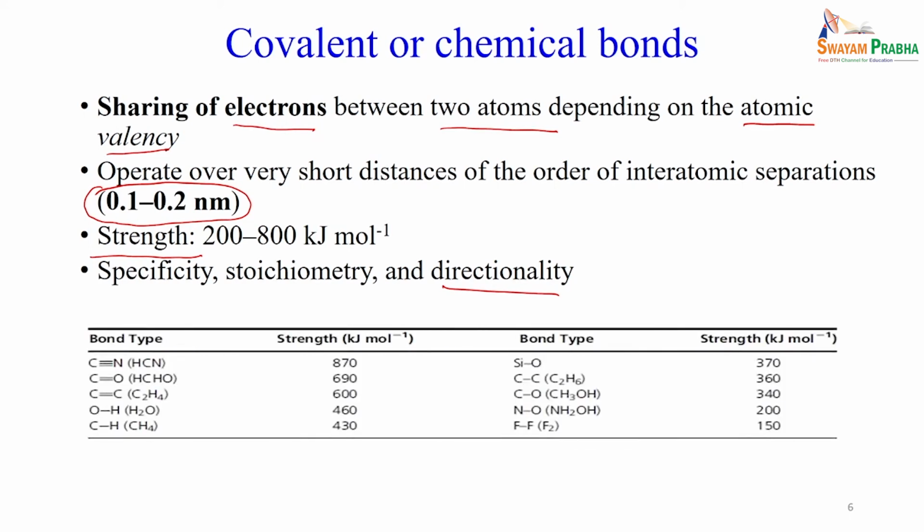So, I have listed a few examples of this. If you go for the triple bond, obviously it is going to have more strength as compared to the double bond and single bond. So, if you just see the whole range, it starts from close to 200 to 870 or 800. So, its value is starting from 150 and going to 870. So, this is a very strong bond, the covalent interaction.